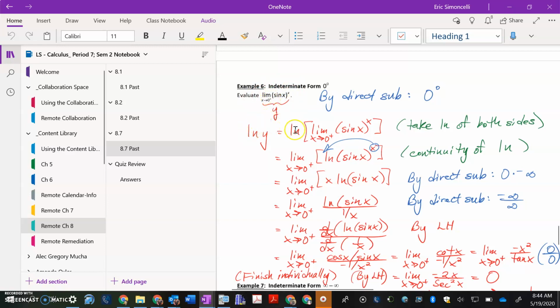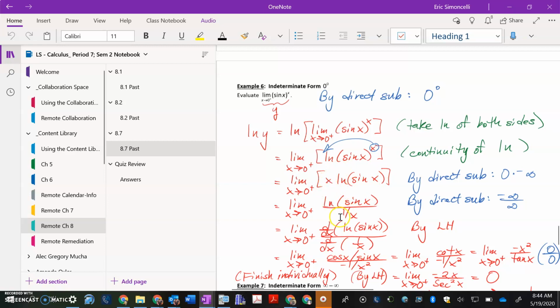So if you take the natural log of both sides like we did in the last problem, natural log of y equals natural log of this entire quantity. Again, thanks to the continuity of natural log, we can move the natural log inside such that it's the limit of all of this, and we can use the power rule appropriately, moving the x out in front. A direct substitution, however, at this point, if you plug in 0, you get 0 times negative infinity, which is not what we're shooting for. So we rewrite things.